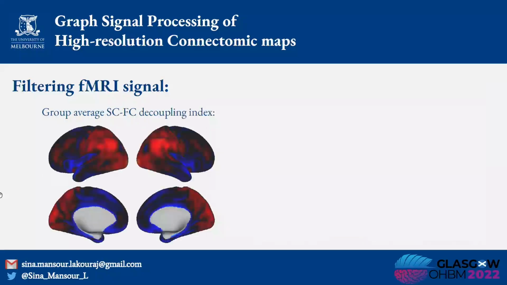Now we use that to divide the fMRI signal into a low frequency and a high frequency, and we compute the state of decoupling of every single vertex on the brain.